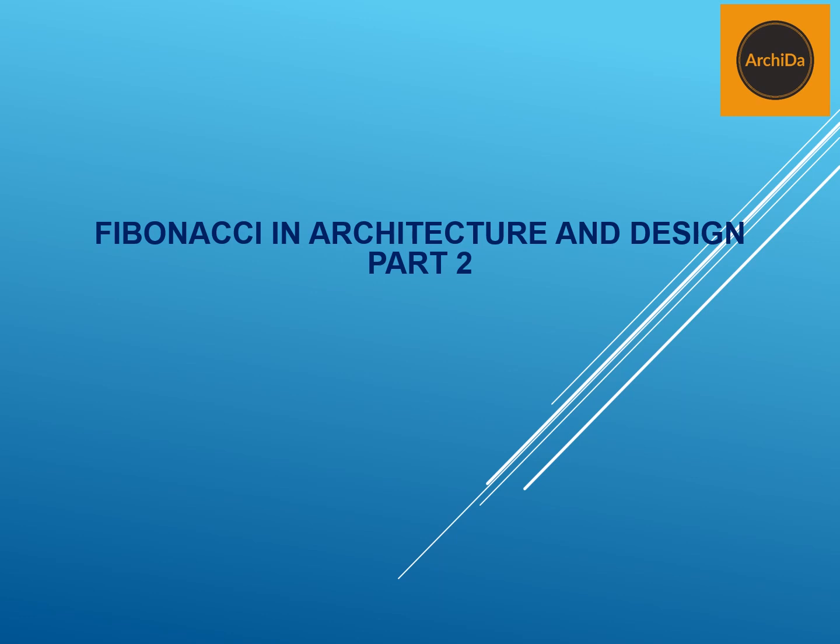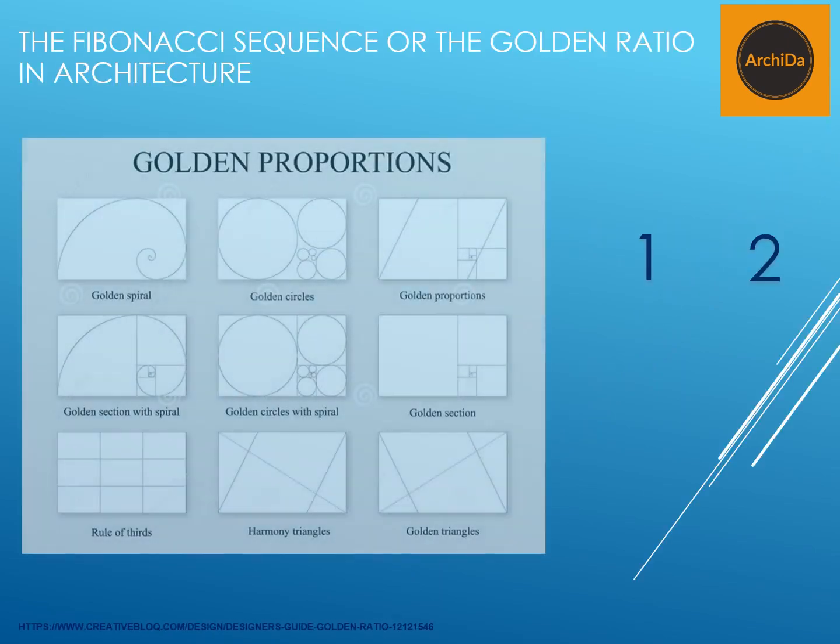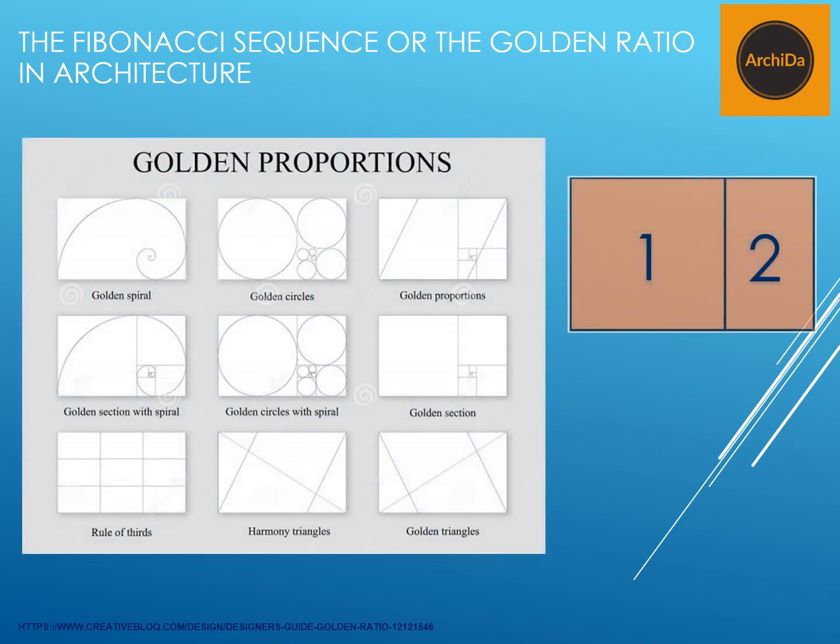This is part 2 in the series Fibonacci in Architecture and Design. In this episode, we will be discussing the actual machinations, or how to design in architecture and space planning using Fibonacci. The Fibonacci sequence or the golden ratio in architecture.